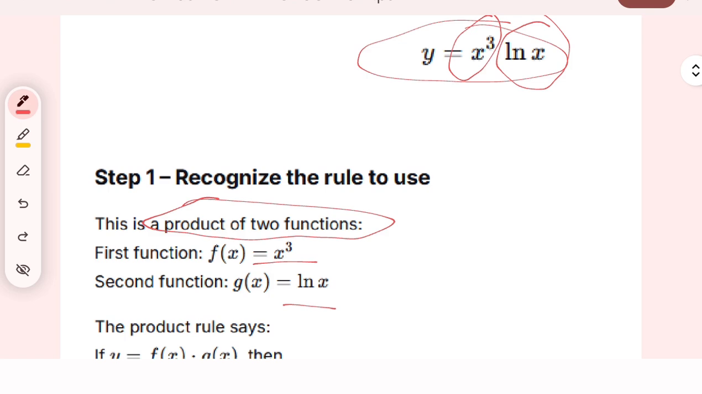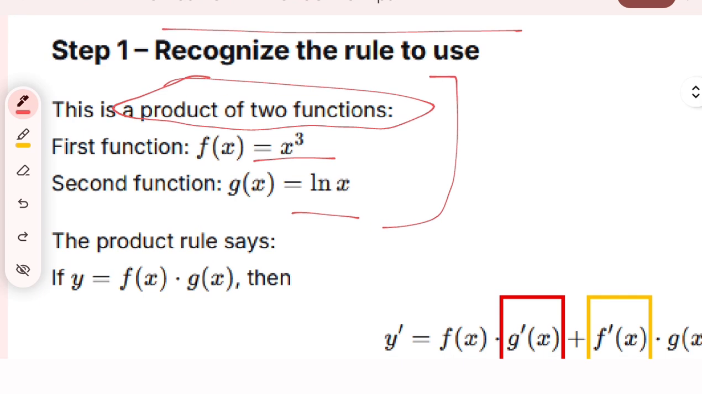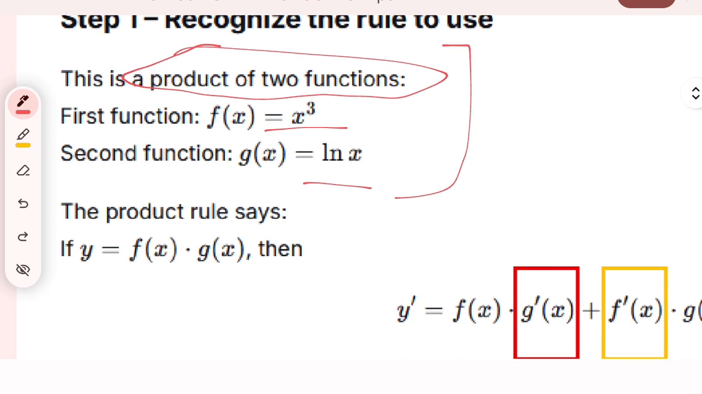I think that's very important. Before you just apply the product rule, first try to identify or recognize the rule that has to be used. Look again at the functions and check. In this case, there are two functions multiplied. The first function is x cubed, the second function is ln x. So what is the product rule again?